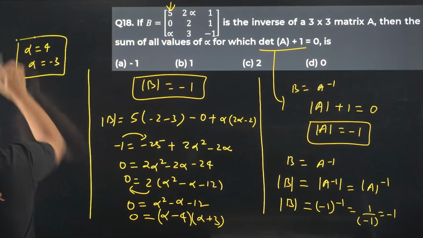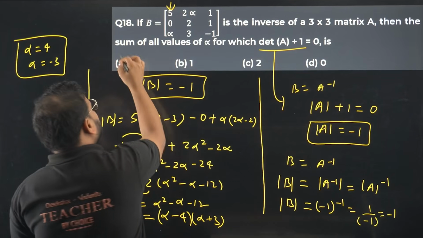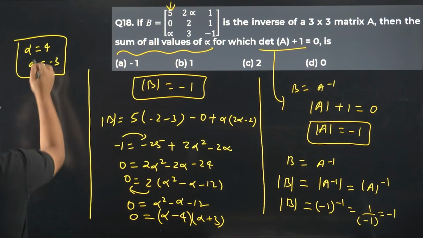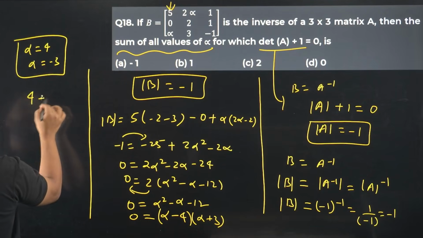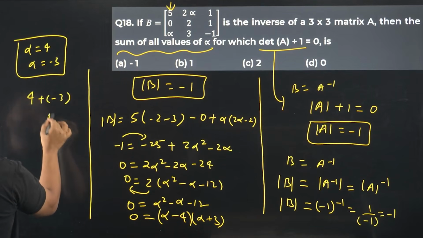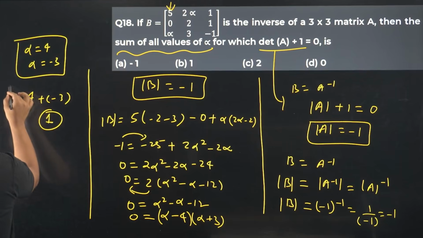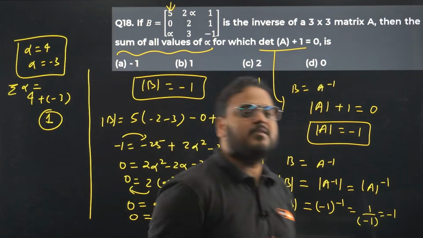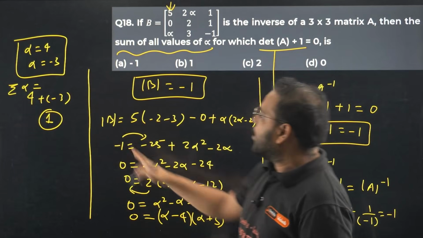What are they asking us? Sum of the values of alpha. Okay. Please check, add them. So you get 4 plus minus 3. How much is the answer? 1. Basically what are they asking? Sigma alpha. Sum of all the alphas will be 4 minus 3. How much is that? 1.